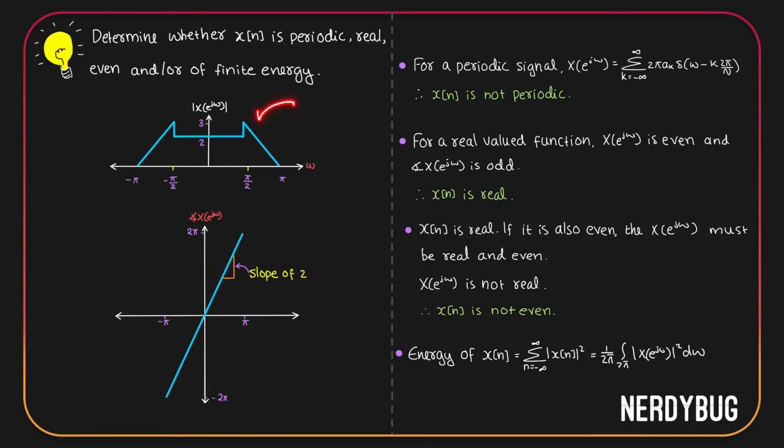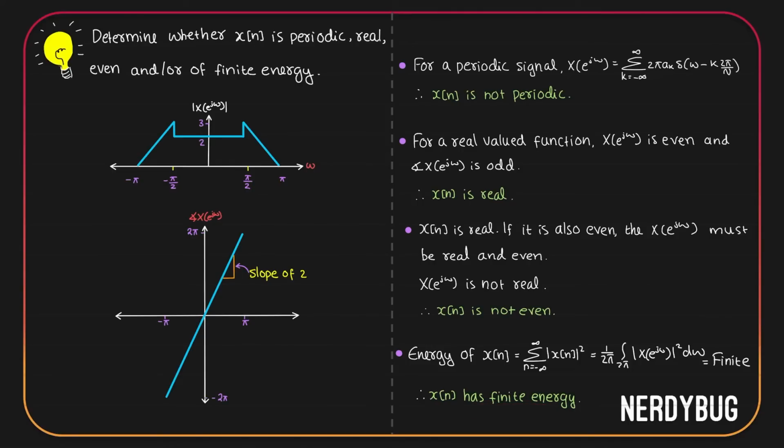From the graph, we can see X(e^{jω}) is a finite duration signal. That is, it only ranges from minus π to π. So if you integrate the square of its magnitude from minus π to π, you will get the square of the area under the graph, which is finite. So we can write this is going to be equal to a finite value, and therefore, we can conclude x[n] has finite energy. So x[n] is not periodic, it is real, but it is not even, and it has finite energy.